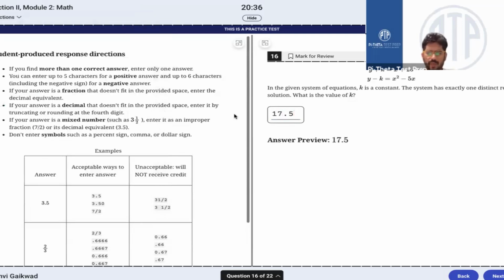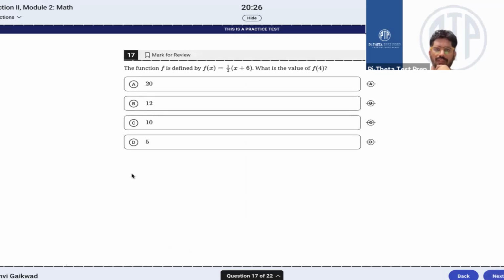Okay, now some student may say that, okay, we can use discriminant here. 100% we have to use discriminant here, right? But if you are using slider also, make sure you are doing it correctly, or discriminant is the best way to solve it. The function f is defined by, what is the value of f of 4? Very simple. If you put 4 in the place of x, we can say 4 plus 6, that is 10. 10 upon 2 is 5. This is a simple question.